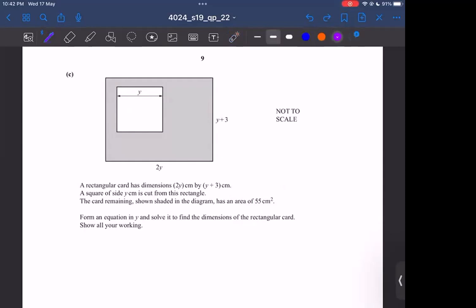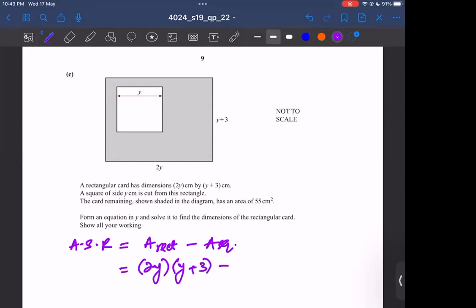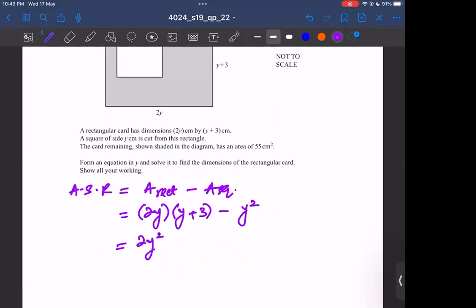I'm going to find out the area of the shaded region as, you write the full form, area of the shaded region equals the area of the rectangle minus the area of the square, right? Area of the rectangle is length into breadth, 2y into (y plus 3). Area of the square is going to be y into y, or y square. So now we are going to have 2y into y, 2y square, 2y into 3, 6y, minus y square. So I'm going to have 2y square minus y square. It is going to be y square plus 6y.